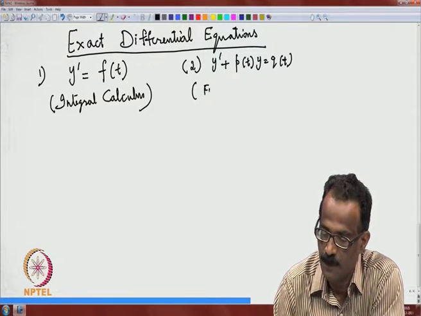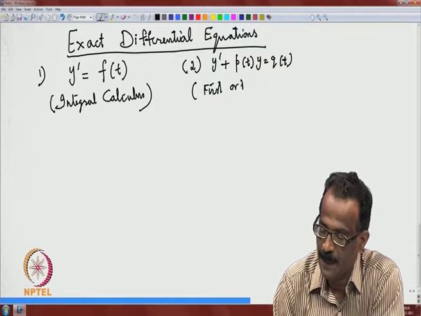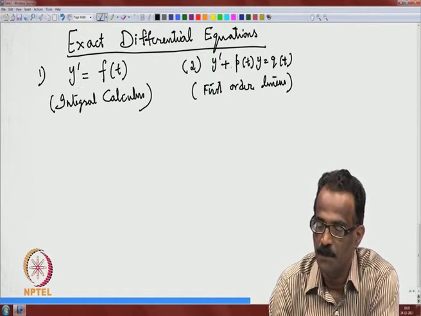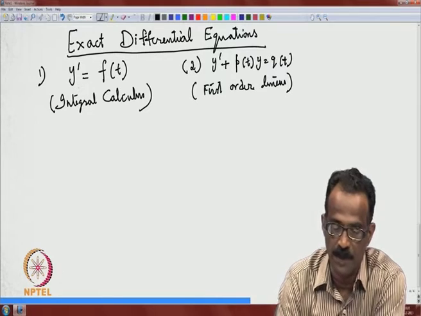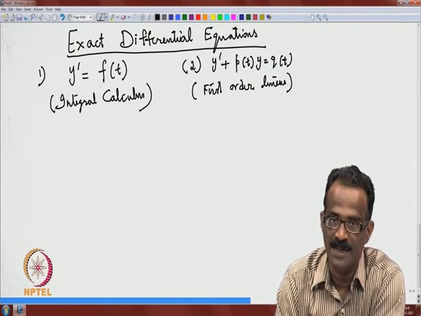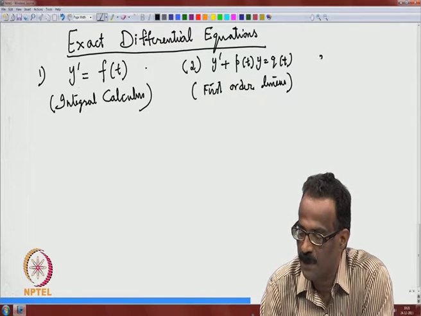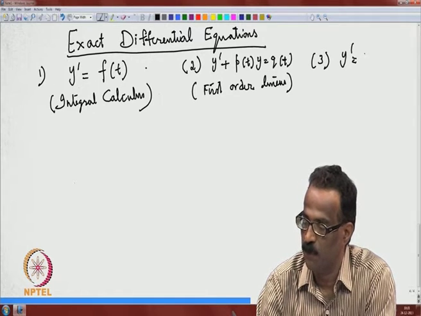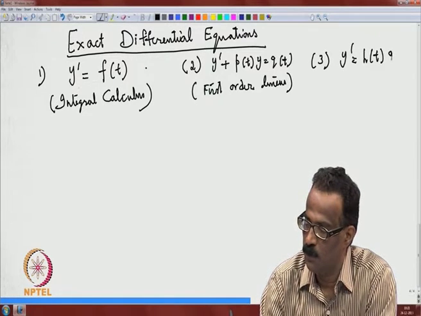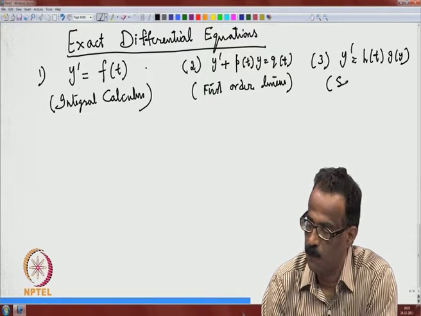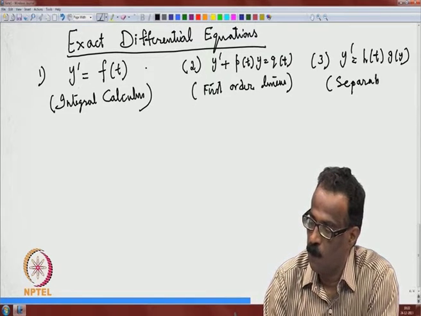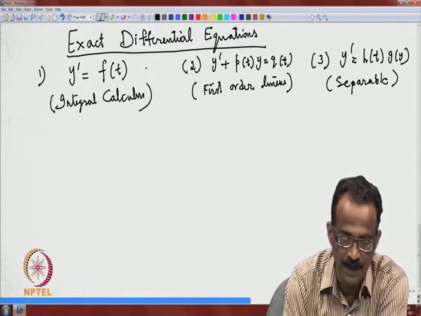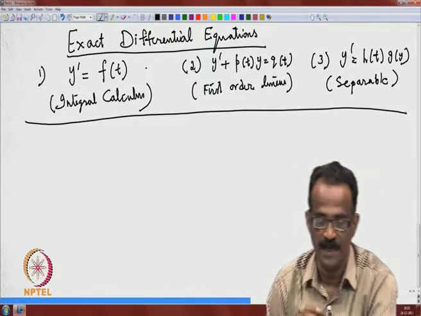This is the first order linear equation, and essentially what we have seen is that by multiplying suitably, if necessary, you can bring everything back to the integral calculus problem. And the third one we have studied now is y prime of the form h of t into g of y, which is non-linear but in separable form. All these equations are in the category of exact differential equations. So, we want to formally study this.